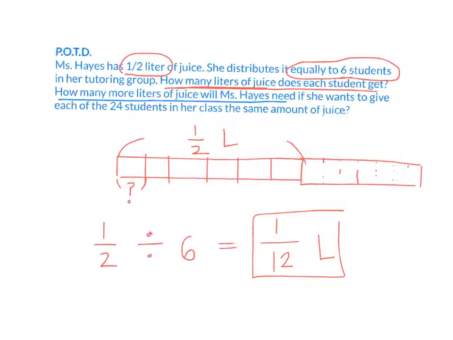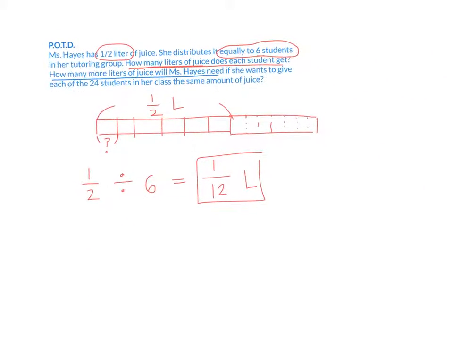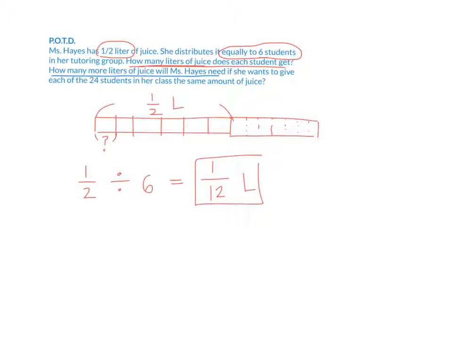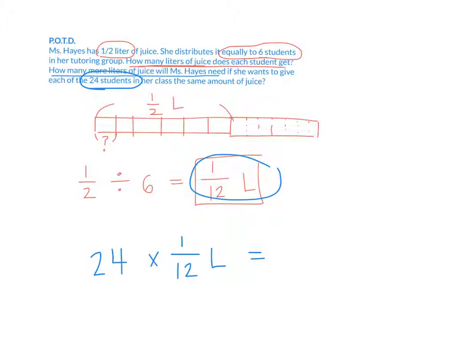The second part of the question is asking how many more liters is she going to need if she wants to give each of the 24 students in her class the same amount. So for that part, we need to know that altogether she has 24 students, and each of the 24 students needs to have 1/12 of a liter. Put your hands down for a second. So how can we figure out how much juice she would need altogether? Well, she has 24 kids, and so she needs 24 copies of 1/12 of a liter. Yes? Good. How can we write that as one multiplication equation?